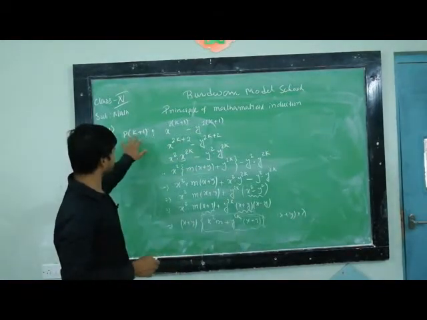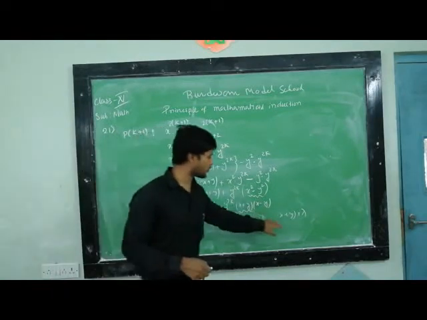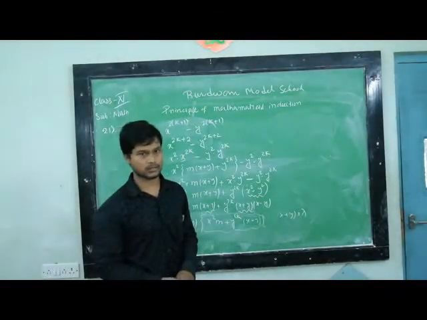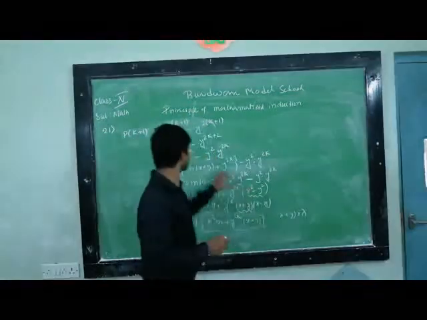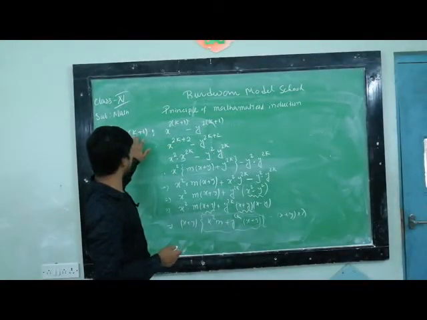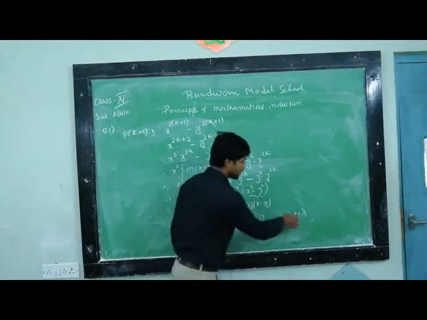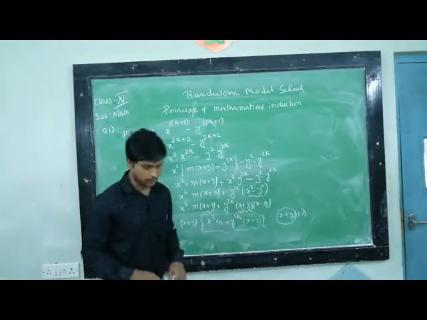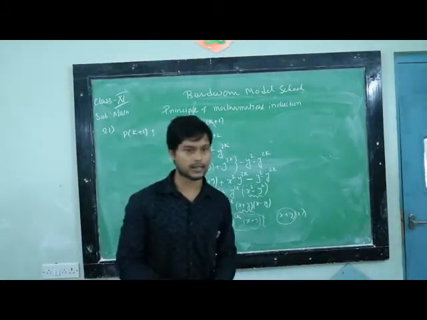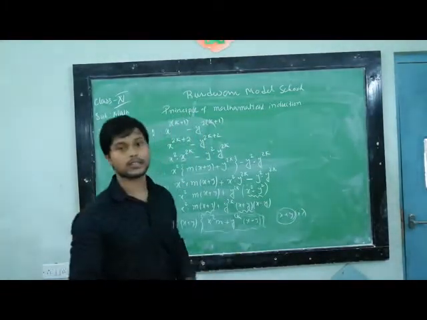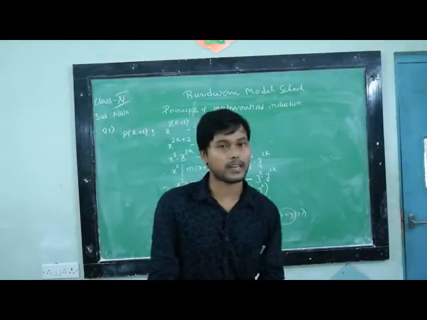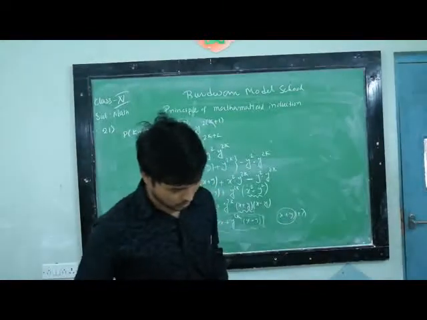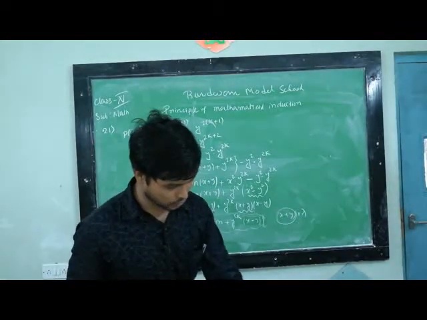That means P of k plus 1 can be expressed in the form x plus y into lambda, where lambda is a constant. That means the expression P of k plus 1 is also divisible by x plus y. That means by the principle of mathematical induction we can say that the given statement is divisible by x plus y for any values of n. Okay, so let's move to the next question.